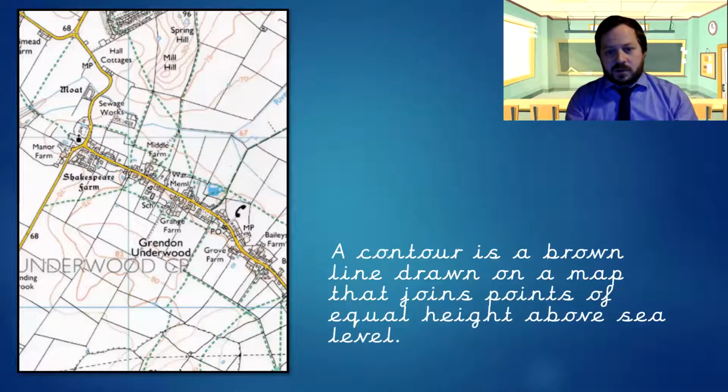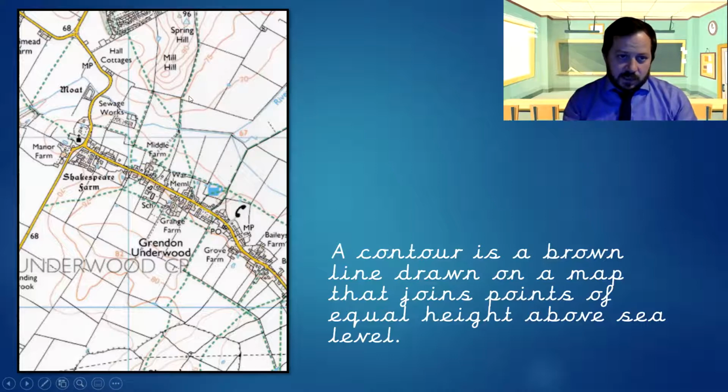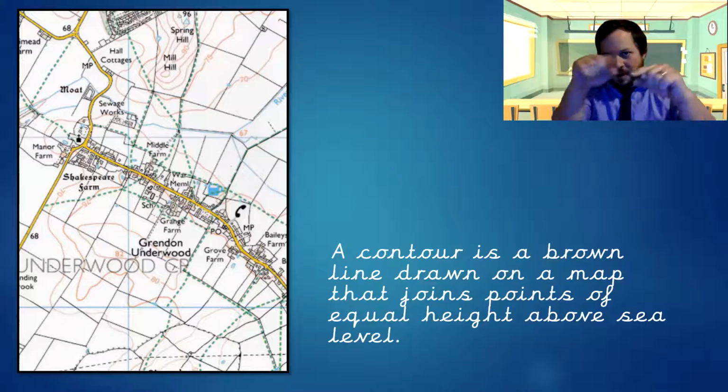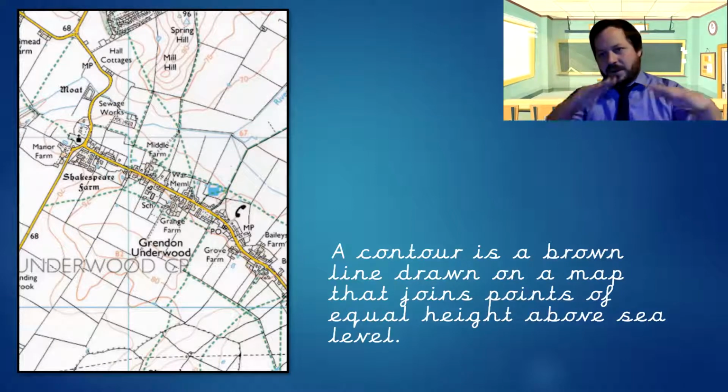So the contour is a brown line on a map that joins points of equal height above sea level. So you can see them up here. You can see these squiggly lines that go across. And the reason for that is that no hill is perfectly coned in order to make perfect circles. It's very much up and down.